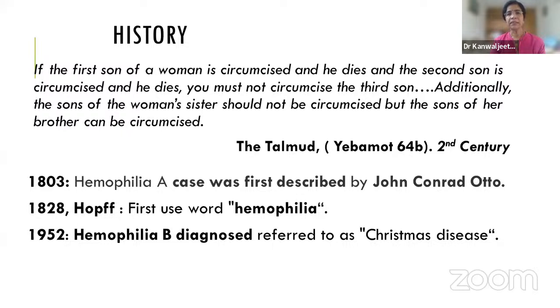It is an ancient disease. The Talmud in the 2nd century mentioned that if there are 2 sons of a woman who have died of hemophilia with no circumcision, the 3rd one should not be circumcised. Moreover, it says that the sons of the woman's sister should also not be circumcised, but the sons of her brother can be circumcised. Such an intelligent observation, how old, like 2nd century. So 1600 years later, hemophilia was described in modern literature, and hemophilia B was recognized in 1952.